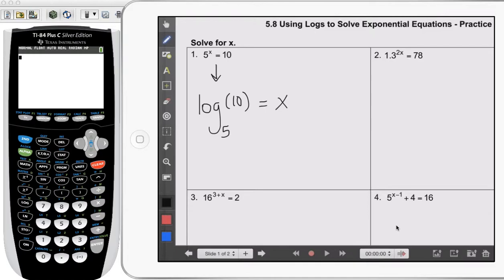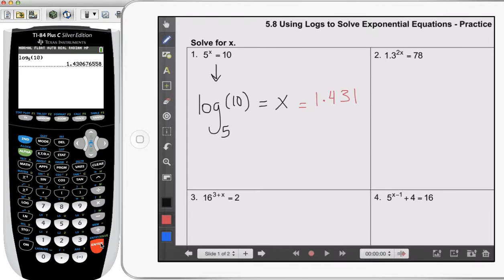Now this is not something that you can do mentally, so we have to use the calculator to find it. To do that, you go to math, you go up a little bit until you get to log base, you press enter, and then you put the subscript to be 5, the argument to be 10, and then the answer would be x. Always round to the nearest thousandth unless you are asked otherwise, okay?